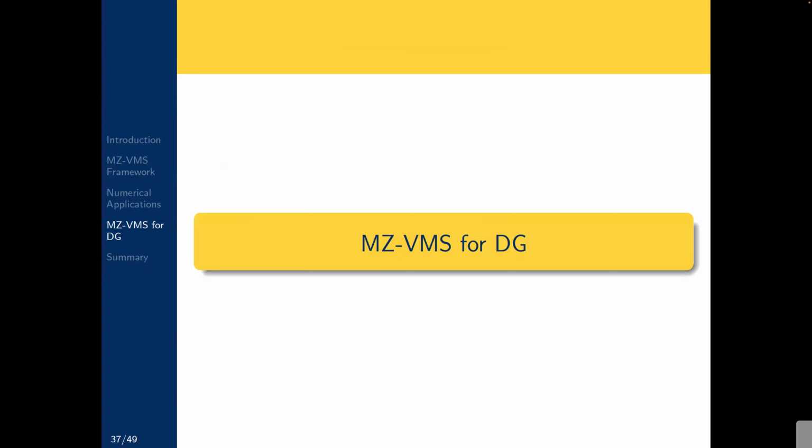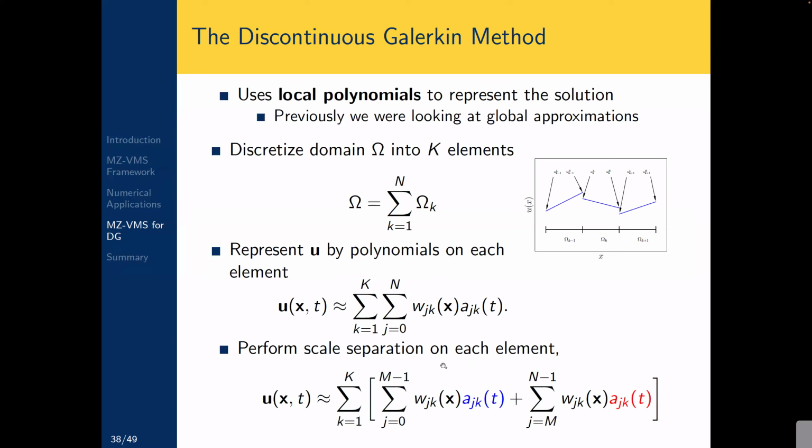Everything I've showed so far is the application of MZ to spectral methods. The differentiating aspect of spectral methods is they're continuously differentiable. So when you work through that MZ VMS process to get your governing equations, that plays a role. If you work through a finite element method, like CG or DG, it's a little bit different. For DG, what we'll look at doing real quick is applying this whole framework to DG.